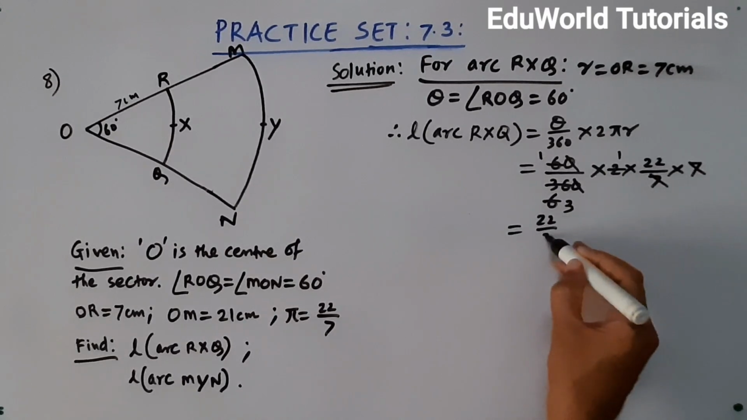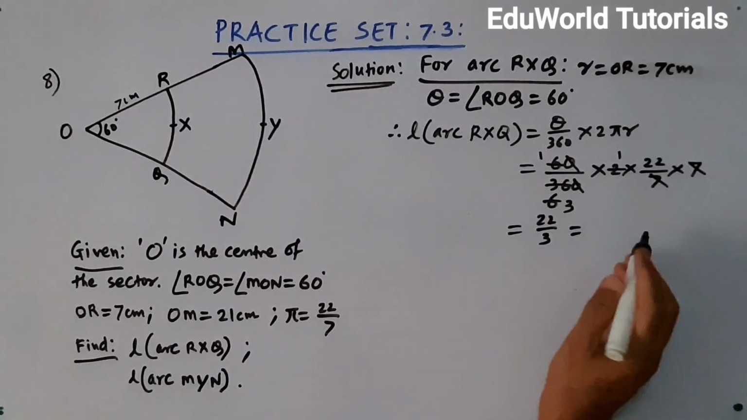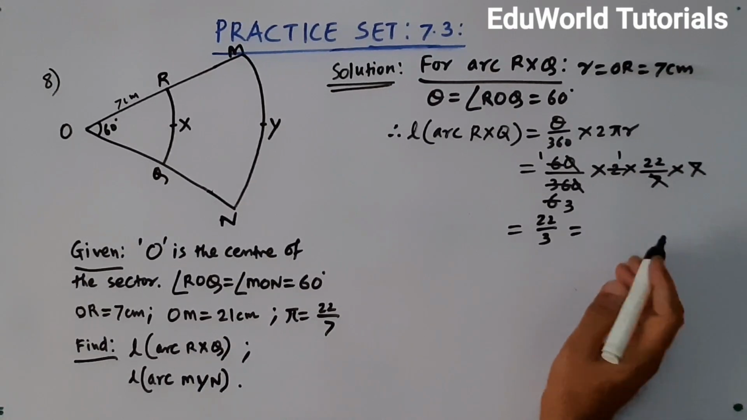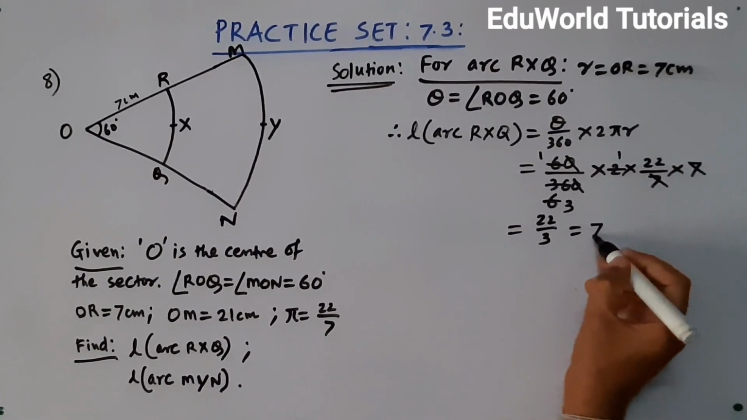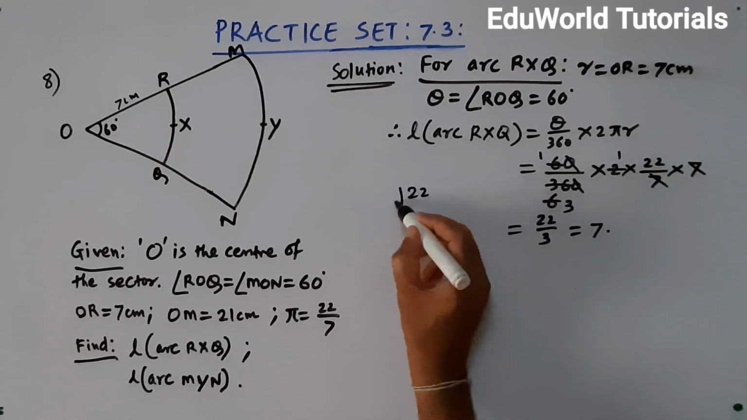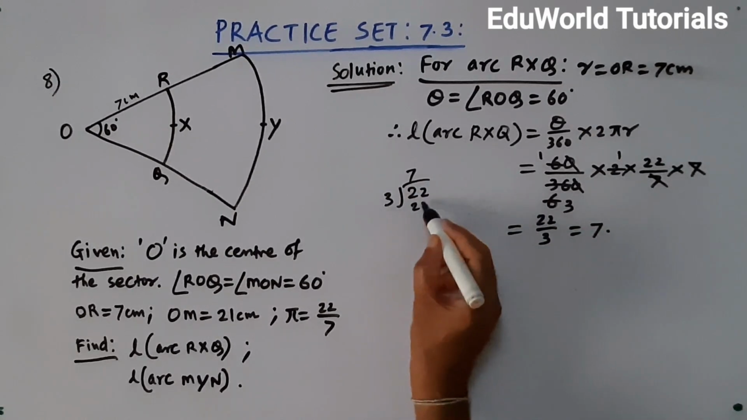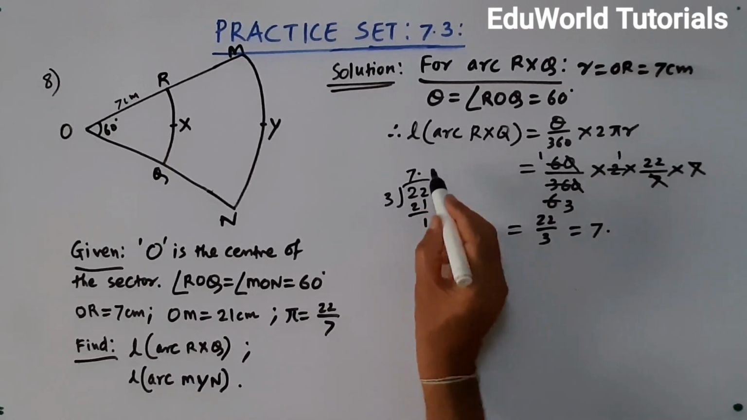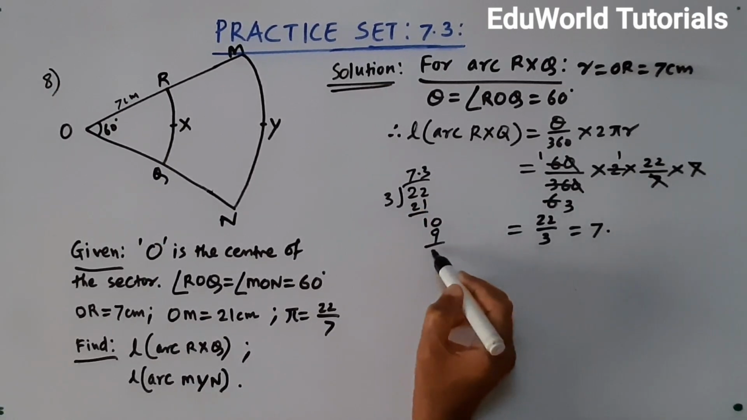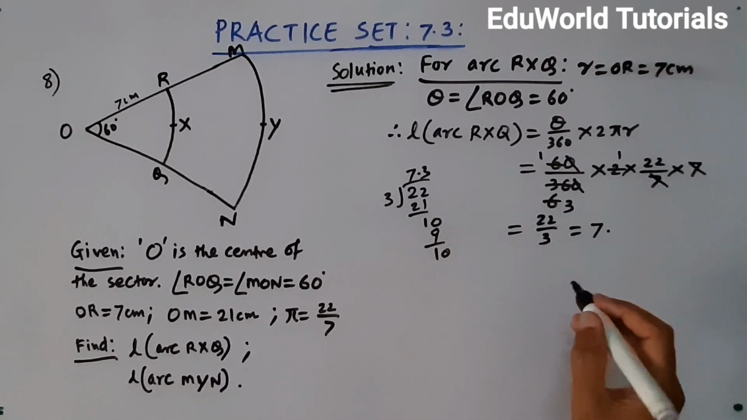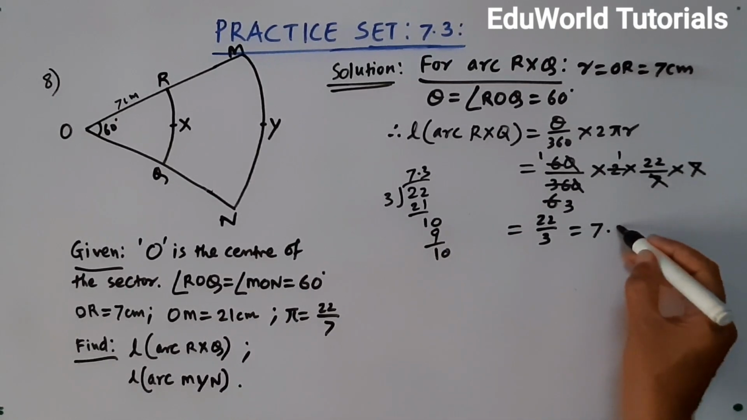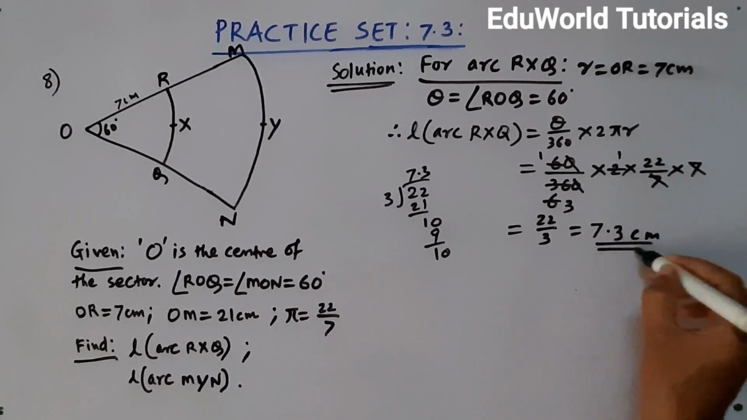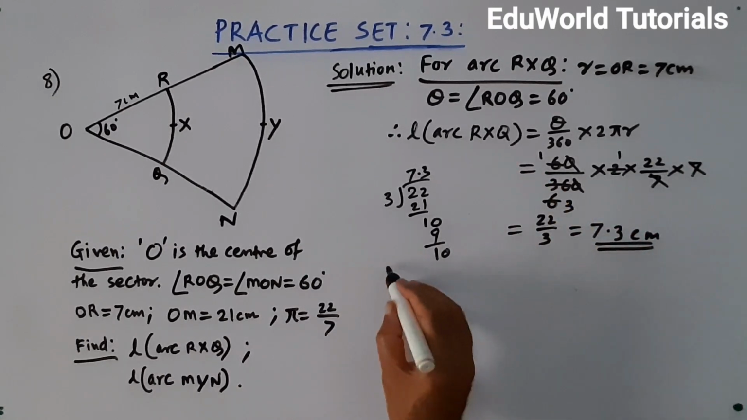So 22 upon 3. Turn it into a decimal fraction. What is the value of this? If you divide 22 by 3, 3 7s are 21, 1 remainder. Take 0 extra, we put a decimal point. 3 3s are 9. This way 3 will be recurring. So 7.333, so what we write is 7.3 centimeter. The length of the arc RXQ is 7.3.